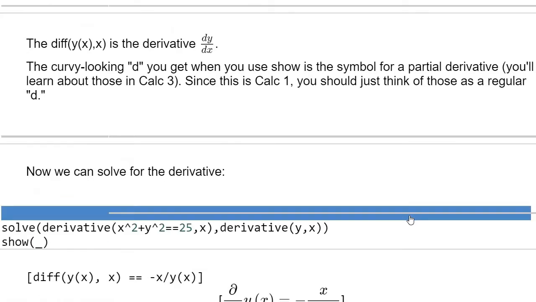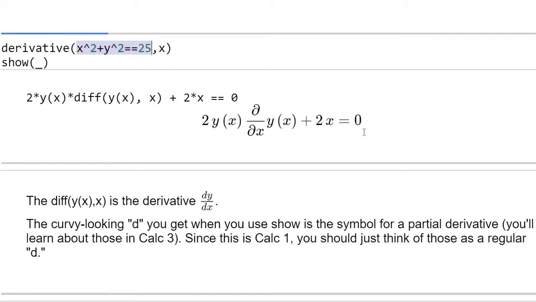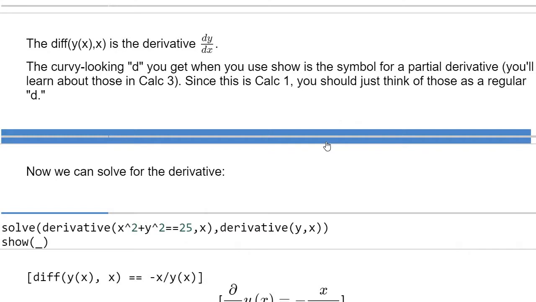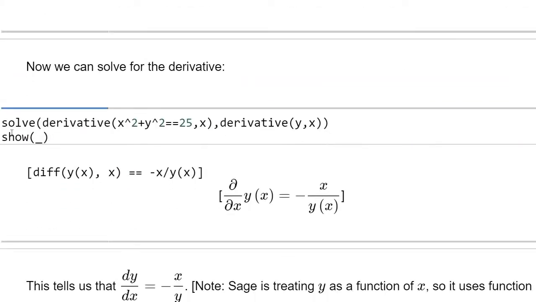Okay, now this is an implicit formula for the derivative. We might want to try to solve for that. So here I said solve this derivative, the derivative of the circle, solve it for the derivative of y. And you can just type in derivative of y there and it will know what you're talking about. So here's the solution, and here's the nicely shown one. The derivative of y is equal to negative x divided by y. That's what it tells us.